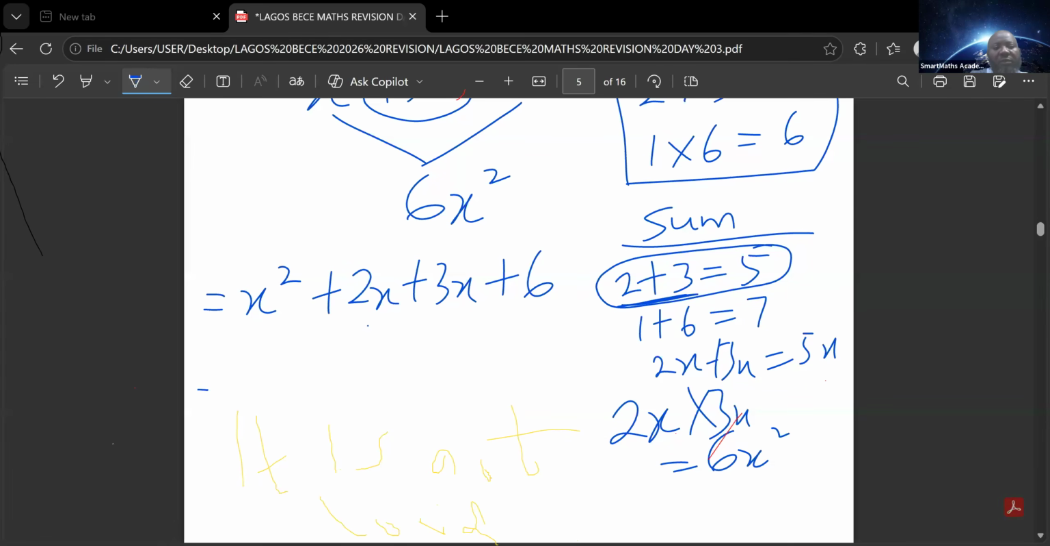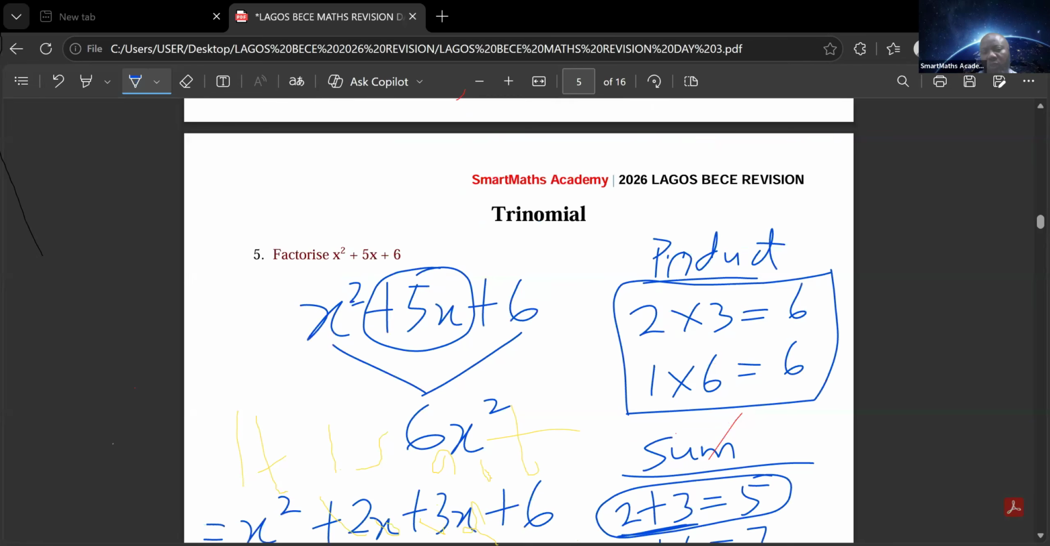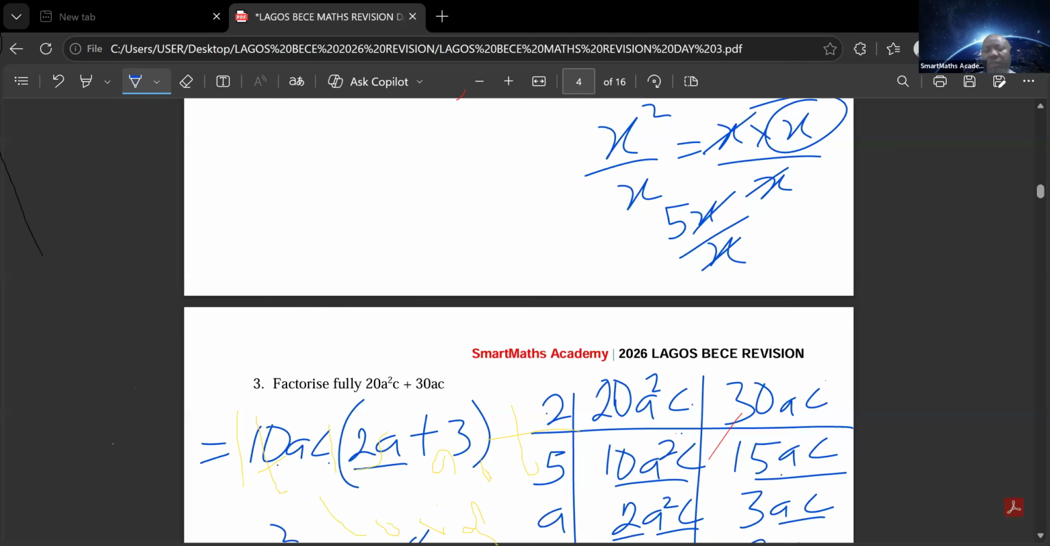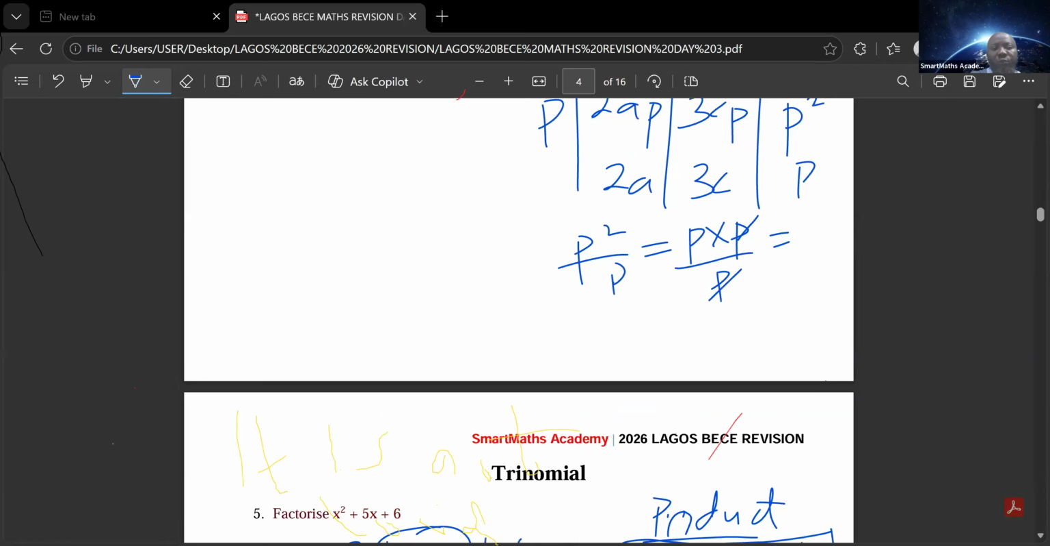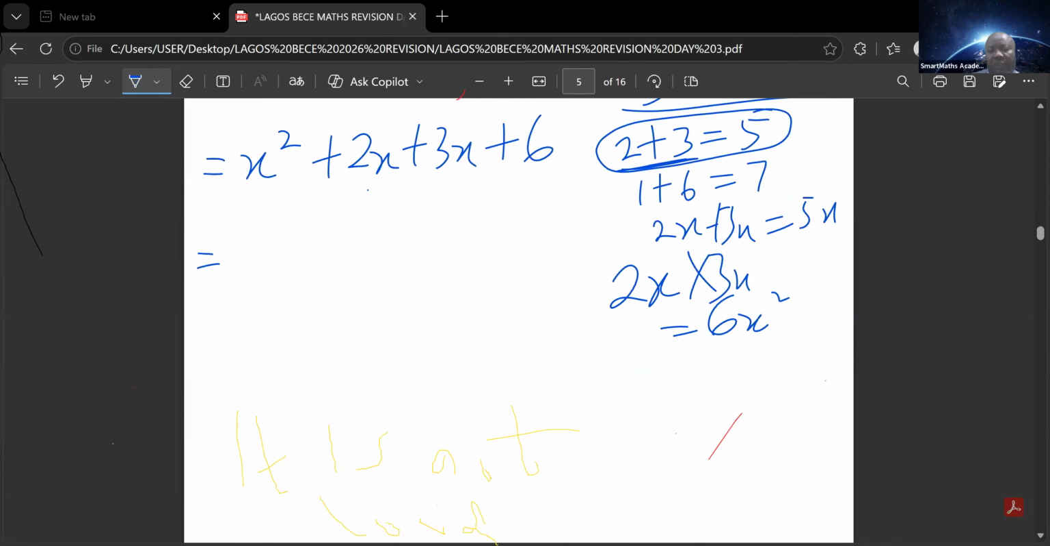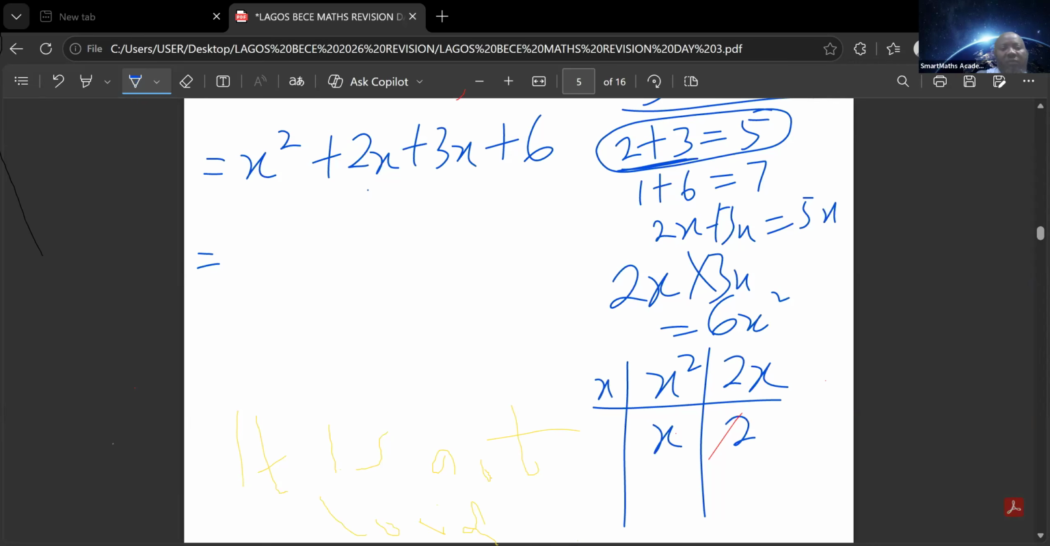Okay, let's move on. Since that is clear, we now have 4 terms here. Because we have 4 terms now, we are going to factorize them in two groups. The way we did this one, we are going to do that with this one as well. So we are factorizing x squared and 2x. What is common is x. x squared divided by x remains x, then 2. So we are going to have x outside, then x plus 2 in the bracket. We close it.